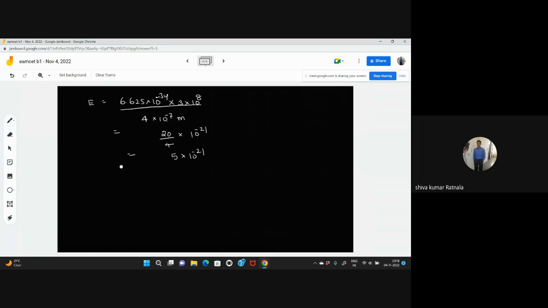Therefore, the number of photons equals total energy, that is 100, by 5 into 10 to the power of minus 21. 100 by 5 is 20, so that is 20 into 10 to the power of 21, which means about 2 into 10 to the power of 20 photons per second. Okay, approximately.